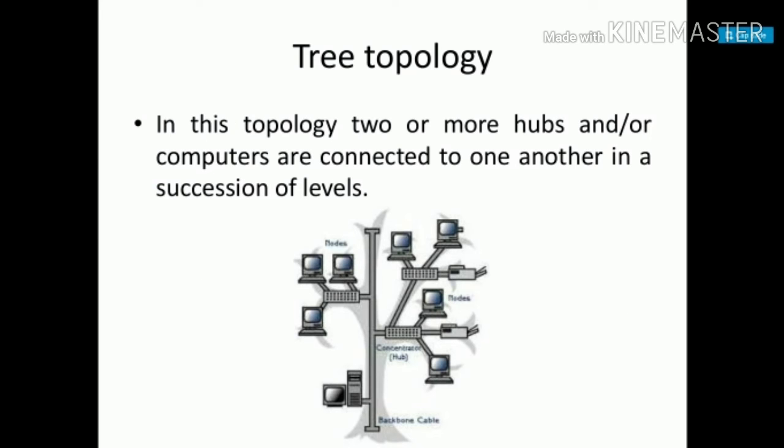The fourth topology is tree topology. In this topology, two or more hubs or computers are connected to one another in a succession of levels. In this figure, you can see multiple star topologies joined together onto one bus. In its simplest form, only hub devices connect directly to the tree bus, and each hub functions as the root of a tree of devices. This hybrid approach supports future expandability of a network.